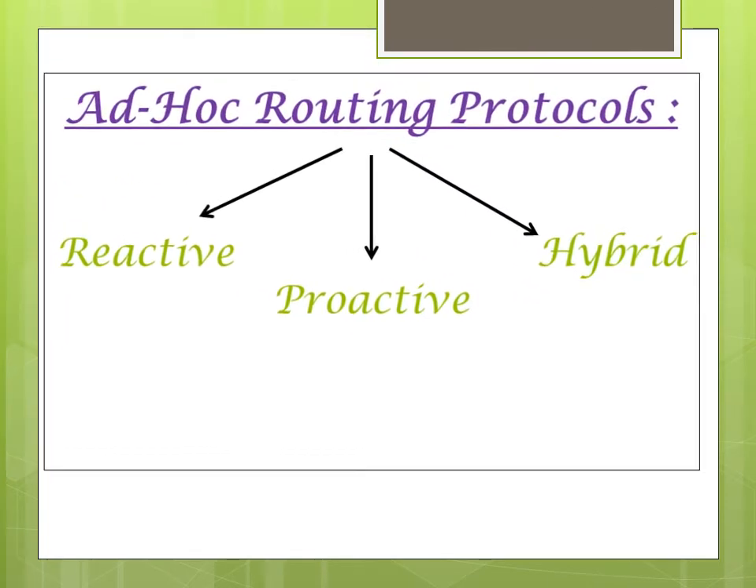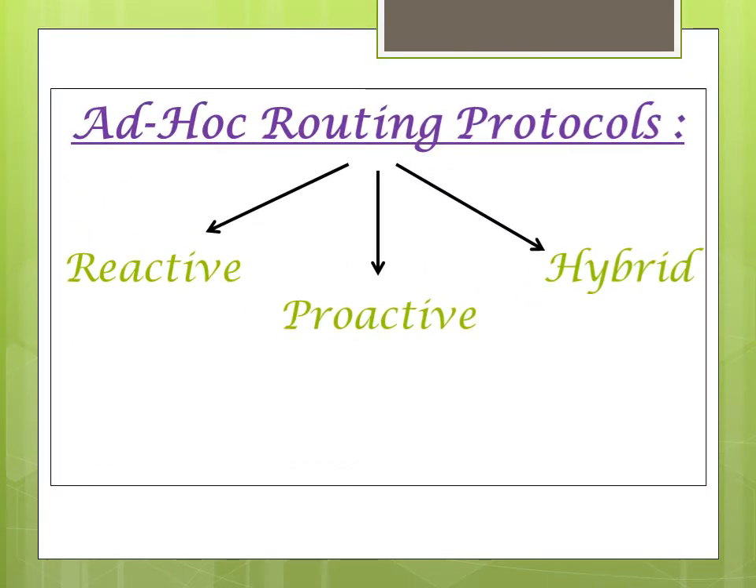These are the types of ad hoc routing protocols. These protocols are mainly used in mobile ad hoc networks. These routing protocols are of three types: reactive, proactive, and hybrid, which we will discuss in the further slides.